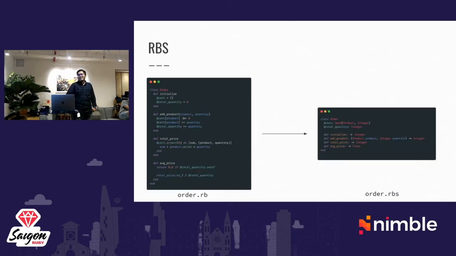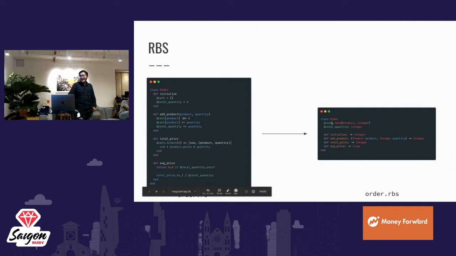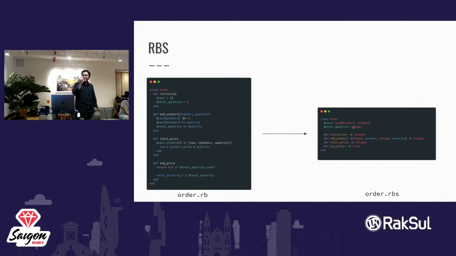For a more complicated example, in this class we have two instance variables, and we have to declare that the cart instance variable here is a hash whose key is a product and whose value is an integer. And here the total quantity is an integer. For each method we declare the return type, the input parameter types, and so on.